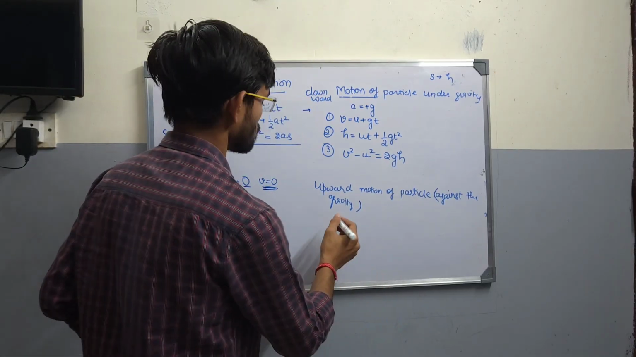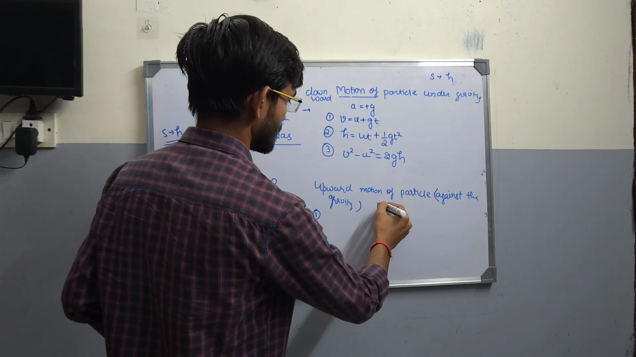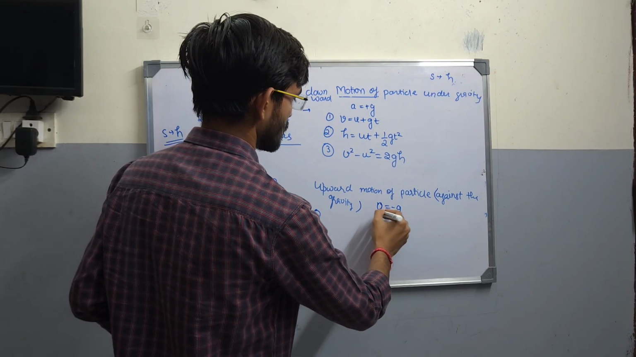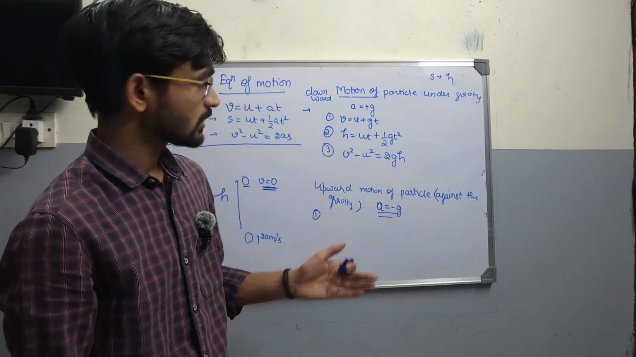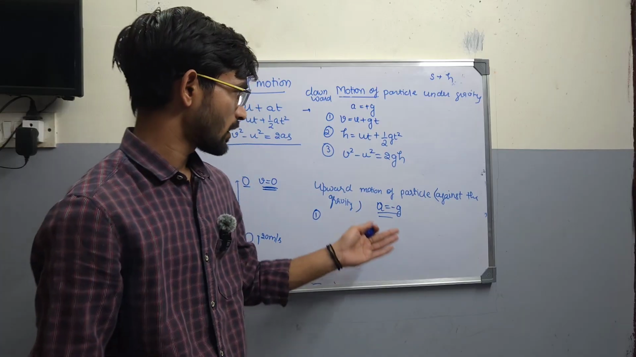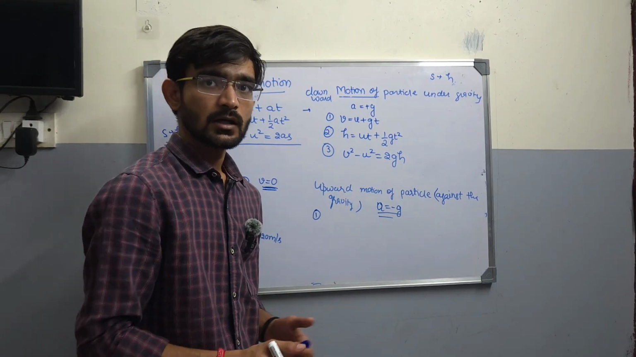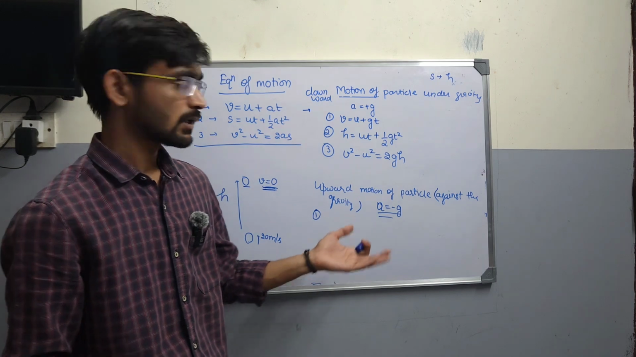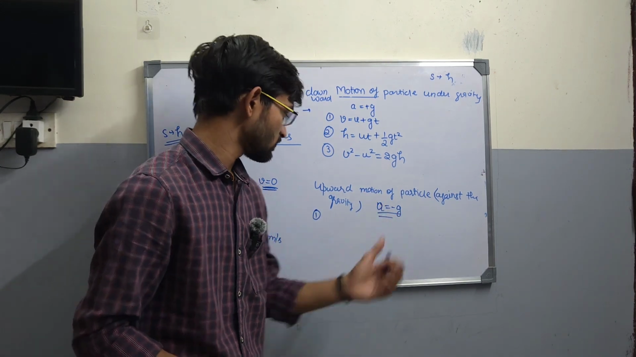So we can write the equations of motion. In the first equation, you have to take acceleration as minus g. In downward motion under gravity, the particle is accelerating, but when the particle is going upward, it is decelerating. It is going against the gravity and it is decelerating. So we have to take g as minus g.